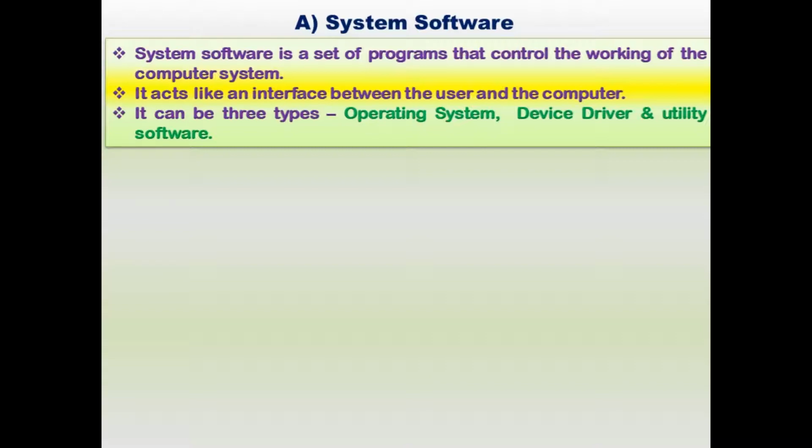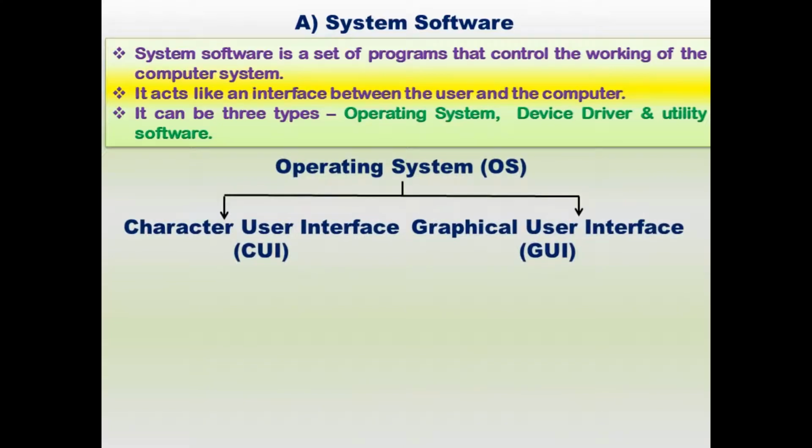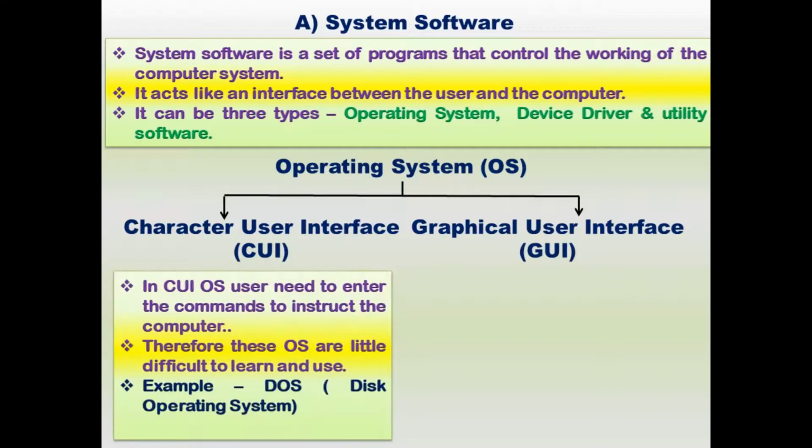The system software can be three main types: operating system, device drivers and utility softwares. There are many factors based on which we can classify the operating systems. Mainly we can classify the operating system as character user interface and graphical user interface operating system. In character user interface operating system, the user needs to enter the commands to instruct the computer, and therefore they need to remember those commands also. Therefore, these types of operating systems are a little difficult to learn and use.